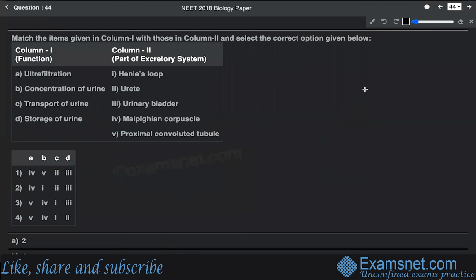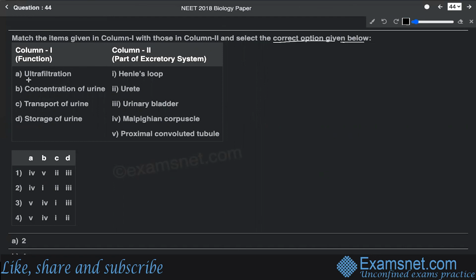Now, question number 44 says you have to match the items in the following columns, given in 1 and 2, and select the correct option given below. Looking into column 1 and column 2, this question has been asked from the chapter of excretion of your standard 11th. Let us take a look into the different options that have been given.